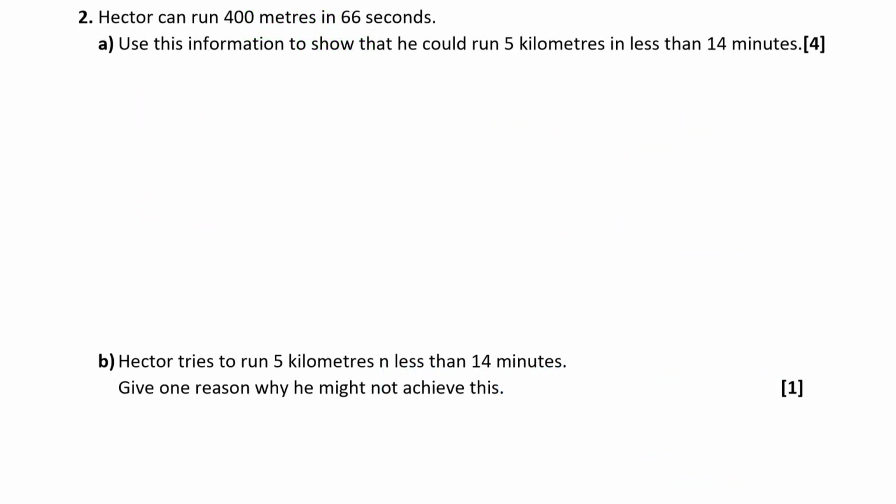Question 2. Hector can run 400 meters in 66 seconds. Use this information to show that he could run 5 kilometers in less than 14 minutes. So he can run 400 meters in 66 seconds. So what is his speed that he's running at then?